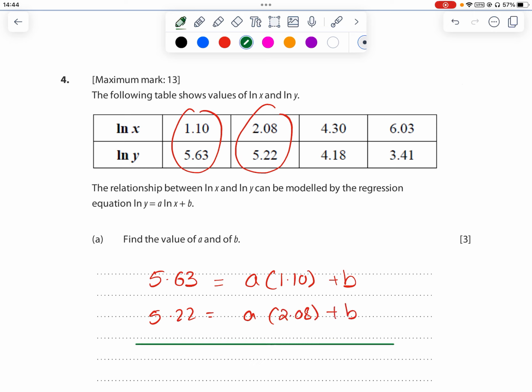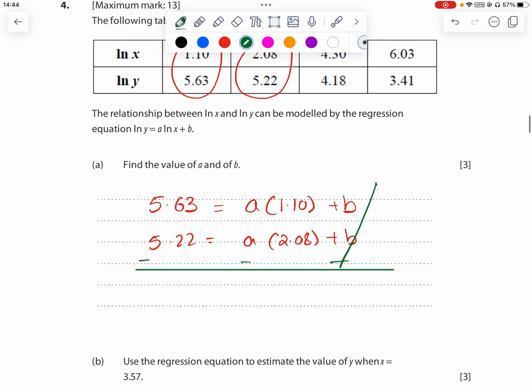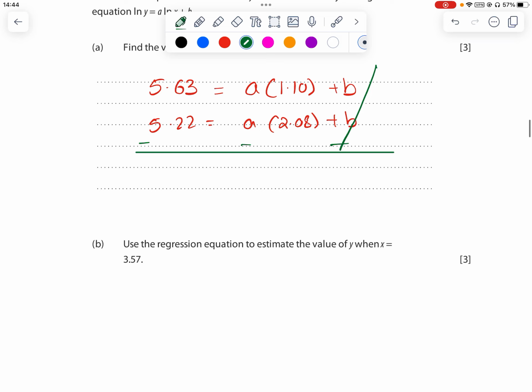Then subtract both. b and b get cancelled. 5.63 minus 5.22 is going to be nothing but what? 0.41 equals a times minus 2. What is this? 1.10.